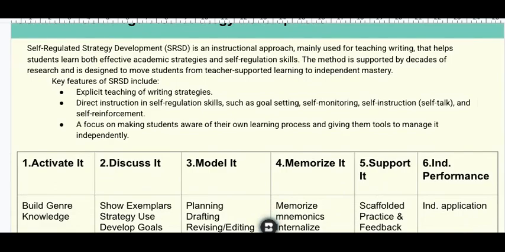We're helping them internalize those self-talk statements. Support it. We're providing scaffolds. We're providing practice with those graphic organizers. We're giving them immediate feedback. We're providing sentence expansion opportunities. And then we're providing opportunities for our students to apply their new learning.